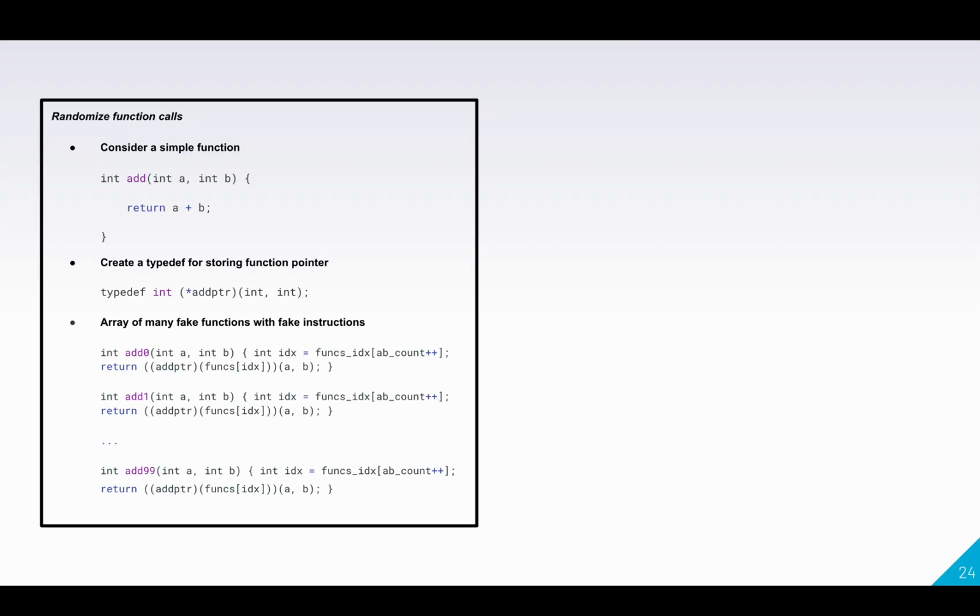Now coming to the part where the function calls are randomized. Here I have a very simple example, a function which just adds two numbers. This is all for illustrative purposes. What we do here is generate a typedef for the function, which is basically a definition for storing the function pointer.